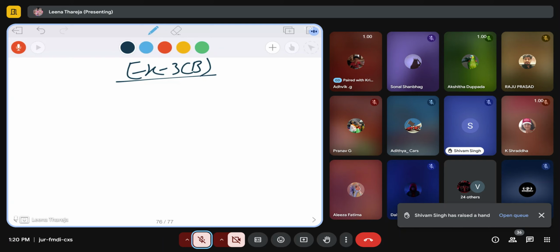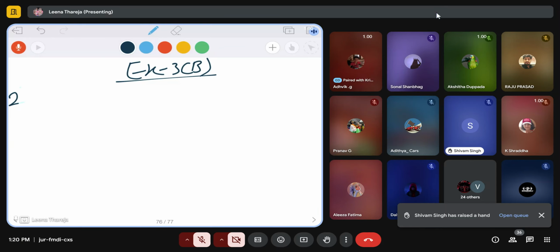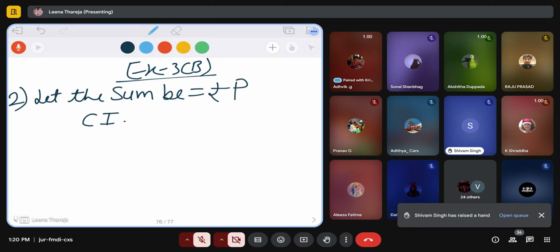What is the rate of interest they have given? 8%. Yes. And time period? 2 years. And what did they ask us to find? Principal. Okay. Let the sum be rupees P. I'm taking what I have to calculate, I'm taking it P. And according to the question, they say the difference of CI and SI is 54.40, right? And what else they have given? Rate and time period. And they have given 2 years.